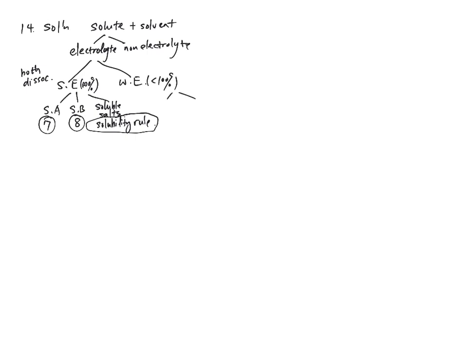And weak electrolytes, you can also break down into two categories. Weak acids: any acid that you've seen that's not one of those 7 strong acids is a weak acid.